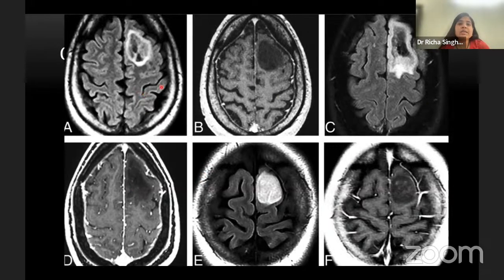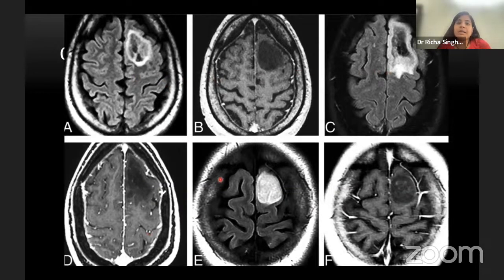Let's see, these first 2 are the FLAIR and the post-contrast T1 weighted images. What we are seeing here again is a FLAIR hypointense lesion with a hyperintense rim. The T2 is not given, but the lesion was showing T2 FLAIR mismatch. And as I told you earlier, in the low-grade diffuse astrocytoma there is usually no enhancement, so this lesion is also showing no enhancement. On histopathology after resection of this tumor, it was found to be a grade 2 astrocytoma.